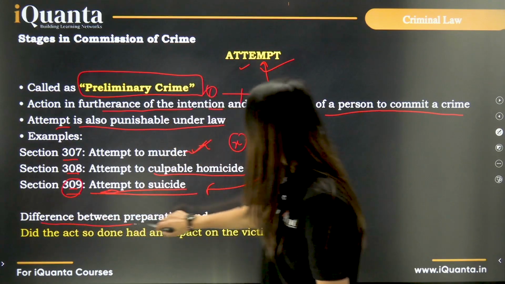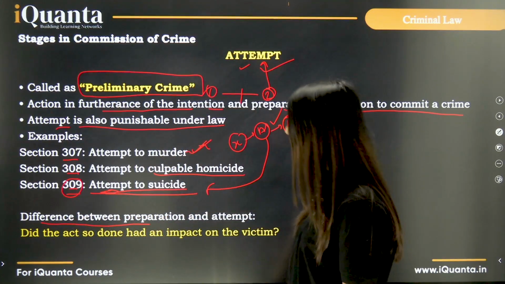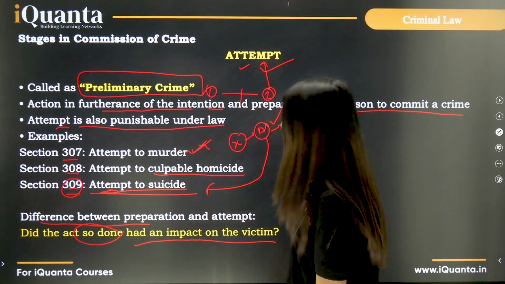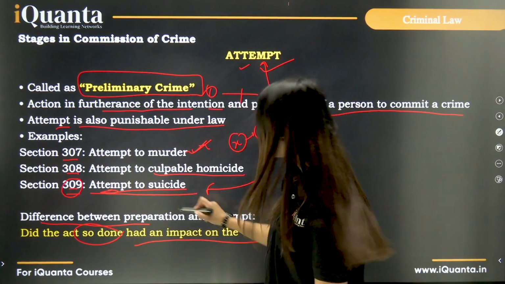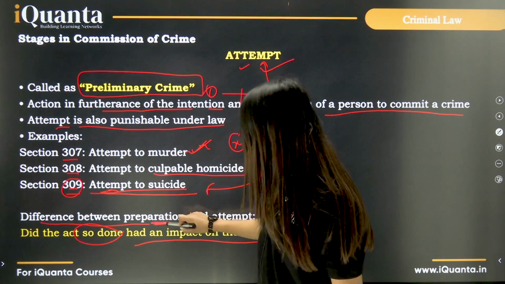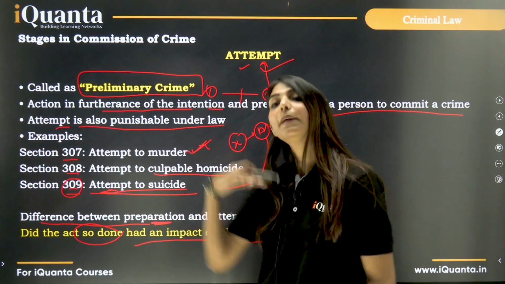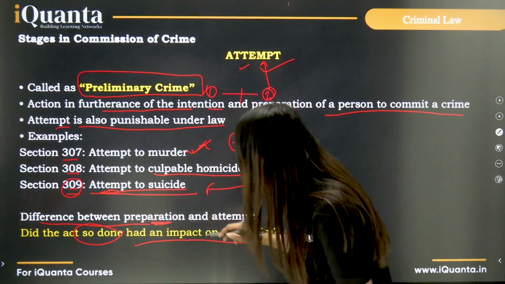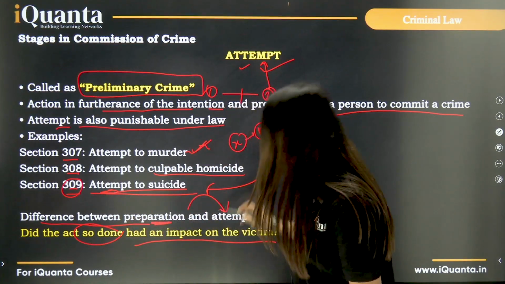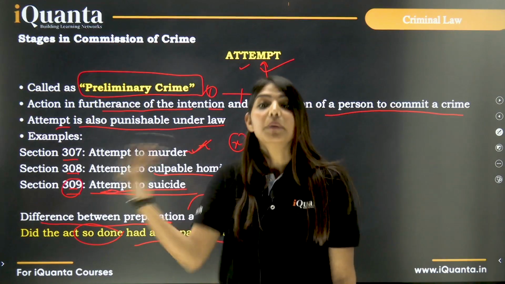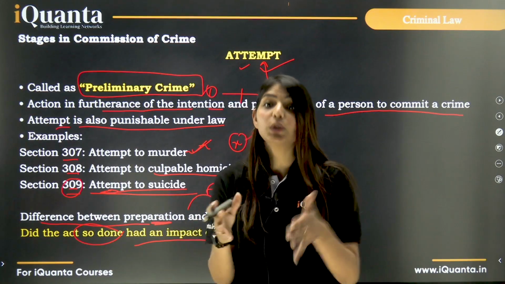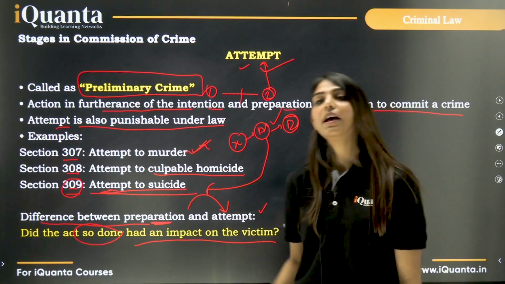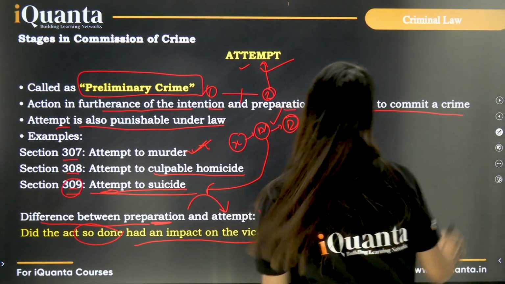Then we have the difference between the preparation and the attempt, that did the act so done have any impact on the victim. This needs to be understood because until the time we were under only the preparation, no effect was there on the person as such, upon whom we were planning the crime, right? But as soon as we went to the stage of attempt, maybe we were trying to murder somebody, and in that attempt we just tend to hurt, but at least by hurting we have created an impact on the person, and that is why attempt also is punishable under the Indian Penal Code.